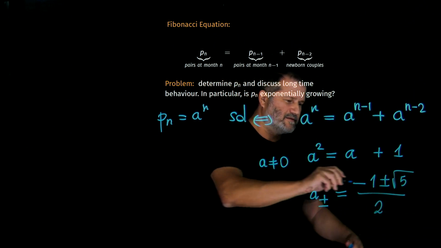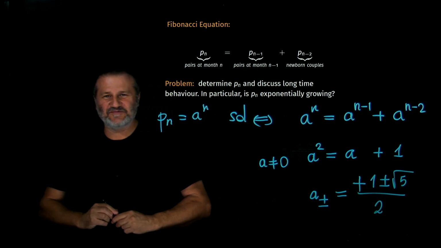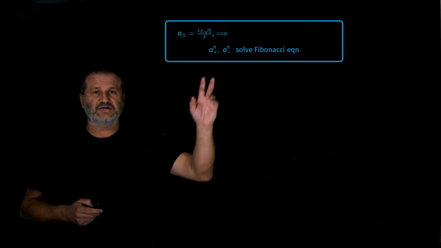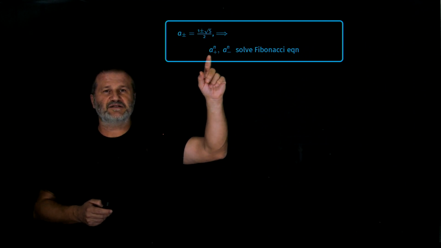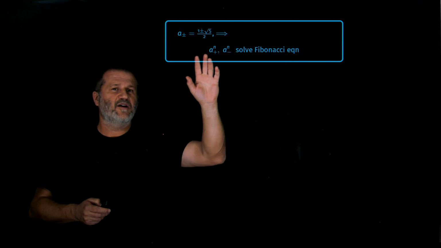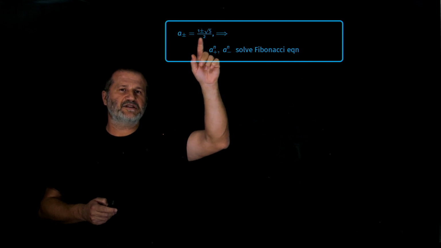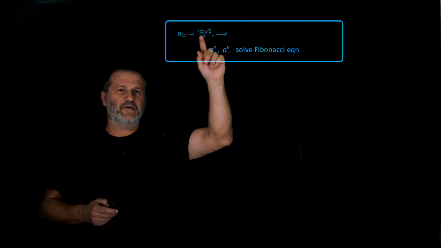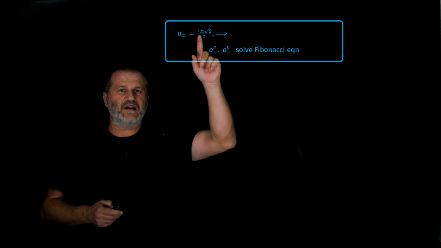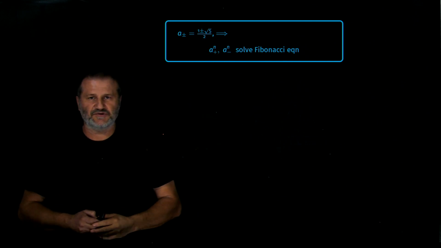Plus 1 plus minus root of 5 divided by 2. This argument found two particular solutions to the Fibonacci equation. They are the two exponentials a plus to the power n and a minus to the power n, with a plus and a minus given by this formula. For a plus, 1 plus root of 5 divided by 2. For a minus, 1 minus root of 5 divided by 2.